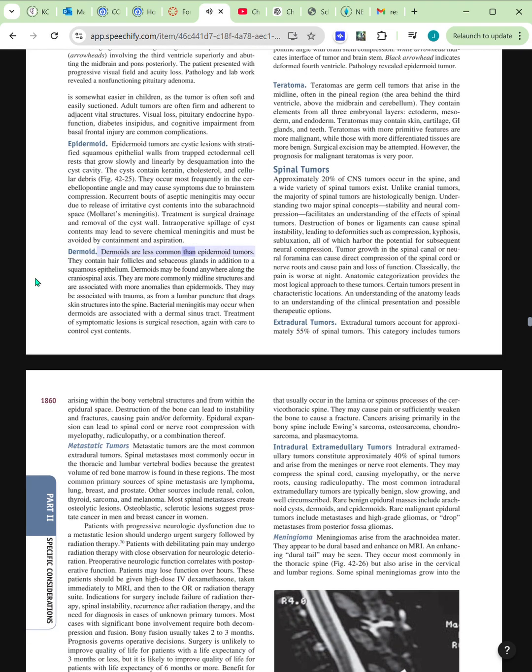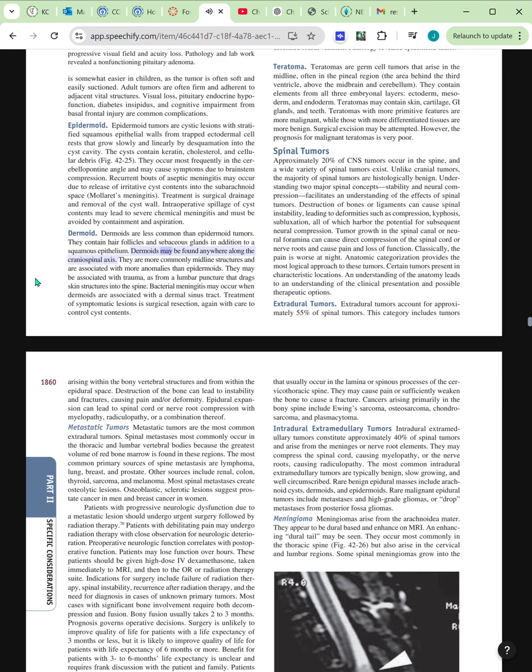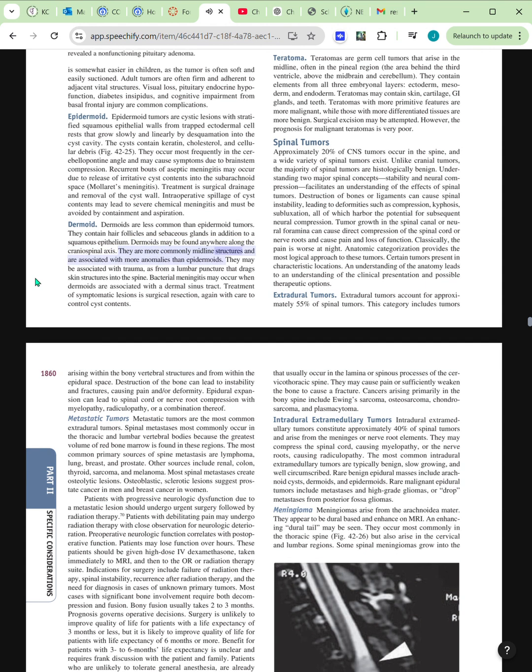Dermoids are less common than epidermoid tumors. They contain hair follicles and sebaceous glands in addition to a squamous epithelium. Dermoids may be found anywhere along the craniospinal axis. They are more commonly midline structures and are associated with more anomalies than epidermoids.